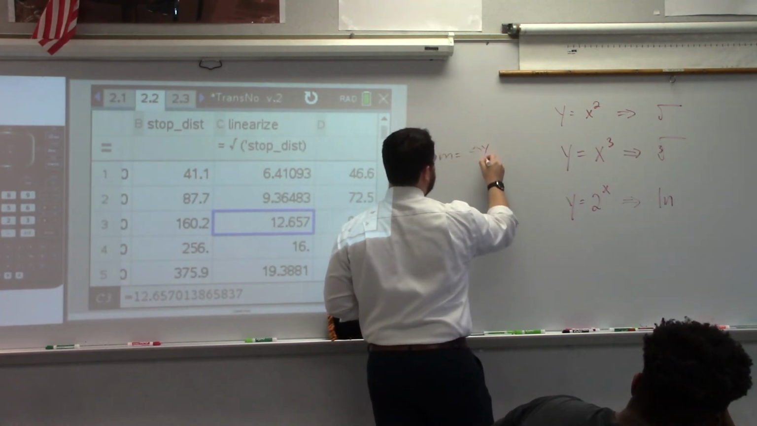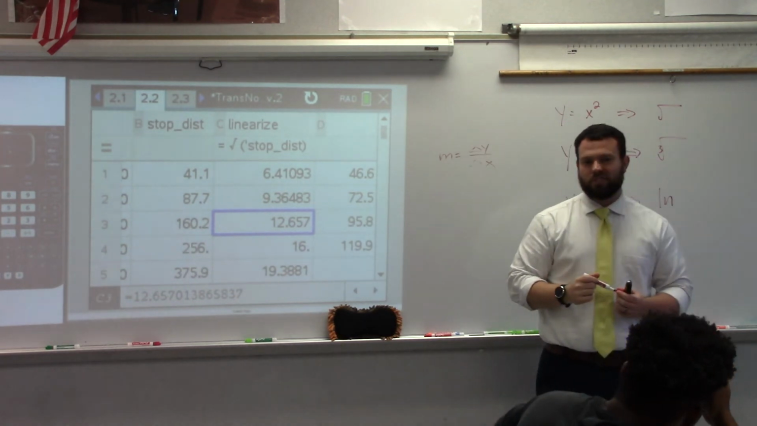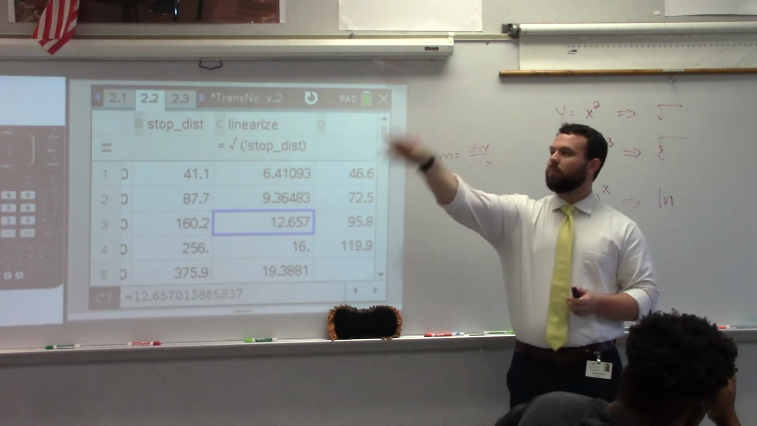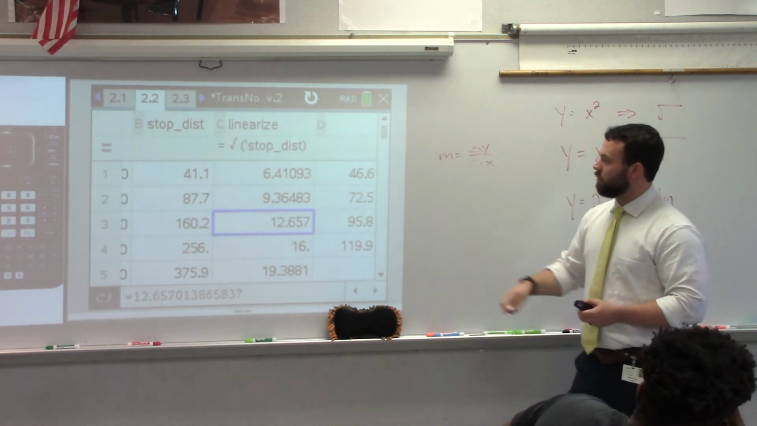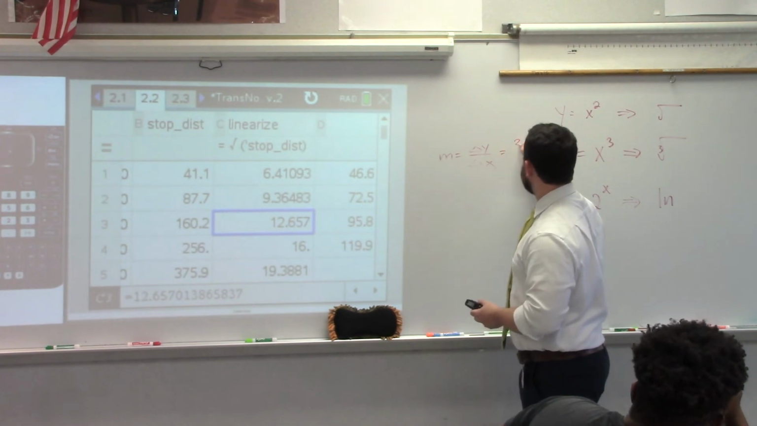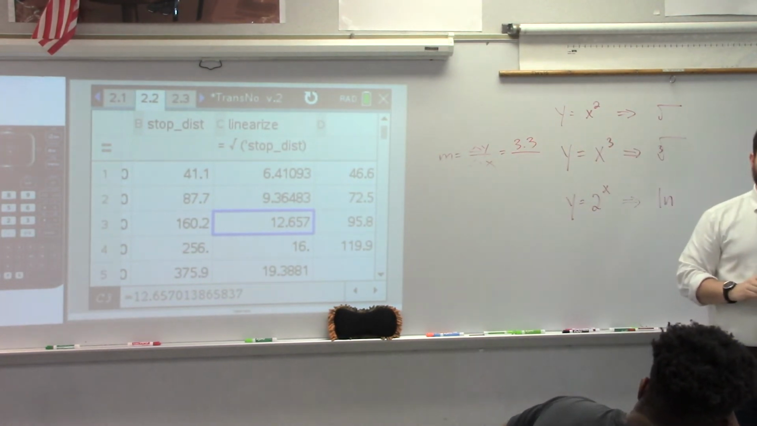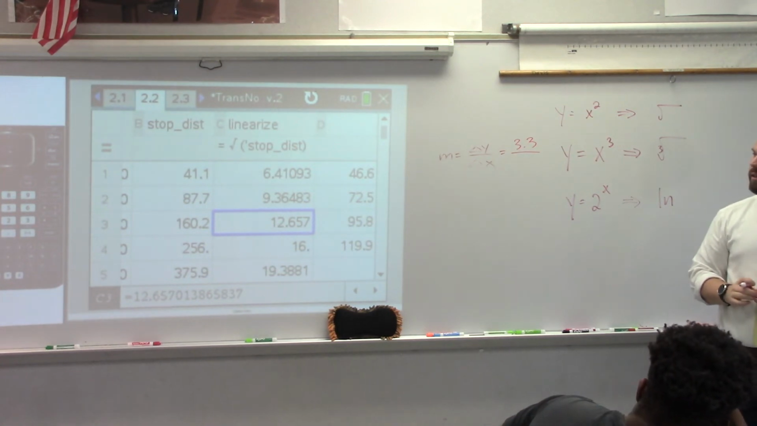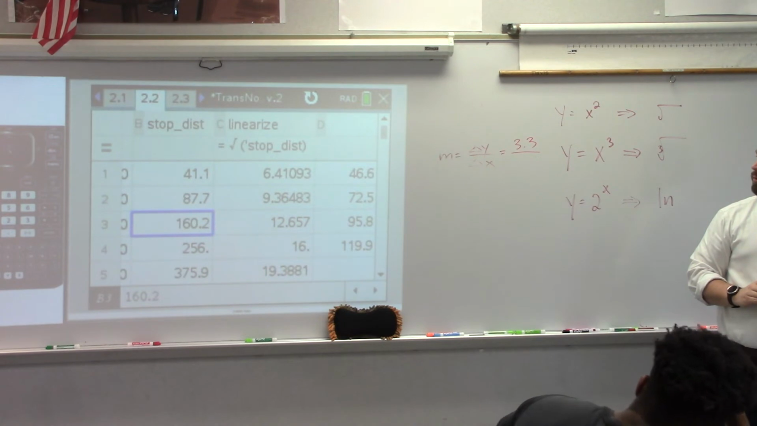Change your y. Just roughly, what do we think? Linearized about 3.3. So maybe 3.3. What about the x? Where's the x? Caleb, go to the x. About 10, I think it was.